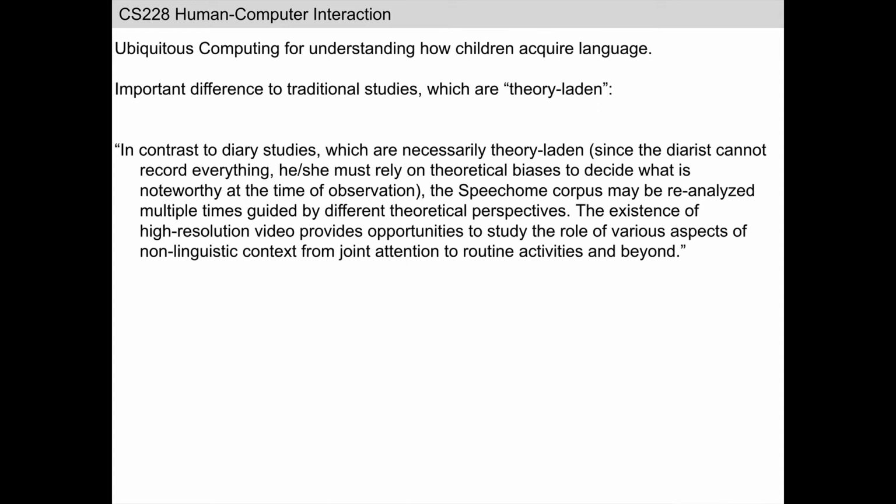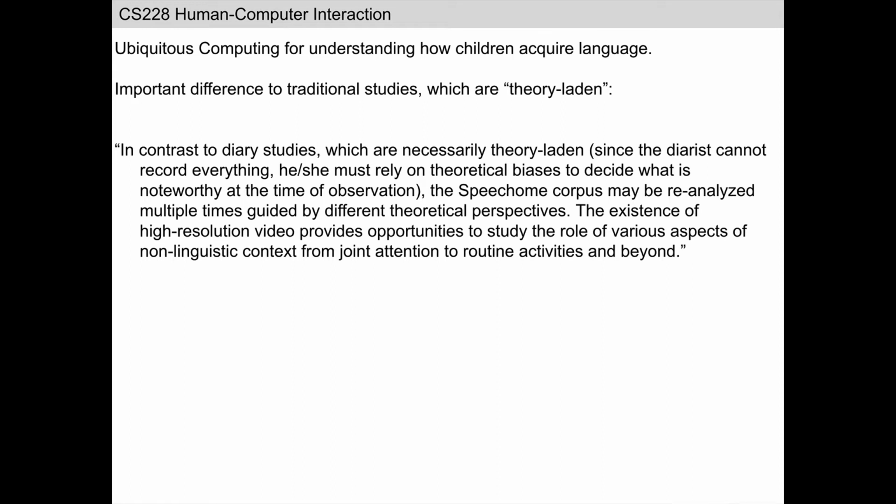Well, in contrast to diary studies, which are necessarily theory-laden, if we go in with theory, since the diarist cannot record everything, he or she must rely on theoretical biases to decide what is noteworthy at the time of observation. So if you have a theory and you're going in to test that theory, you have to decide what observables, what are the things you're going to measure: who, what, where, when, and why. In deciding on what to measure, you're usually being guided by your theory. Observations that you think are going to be irrelevant to the theory or extraneous to the theory, you're not going to measure.